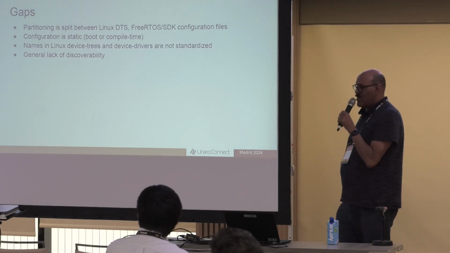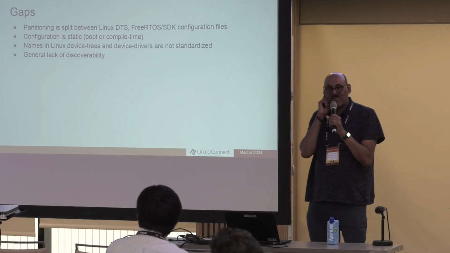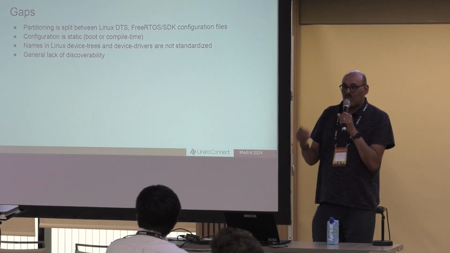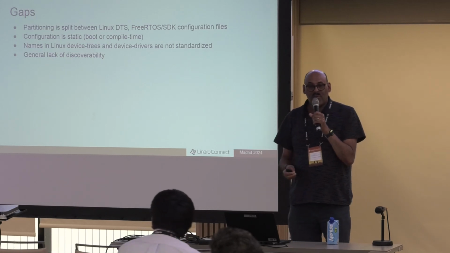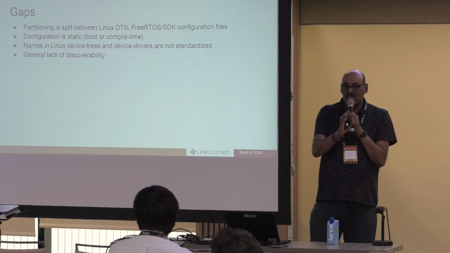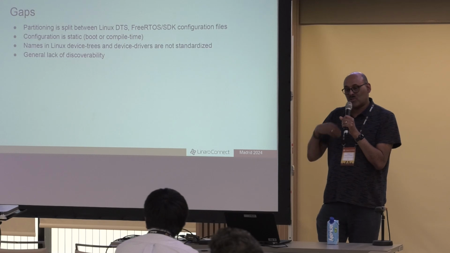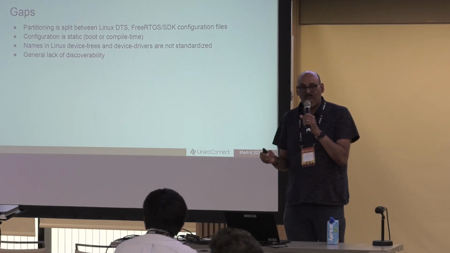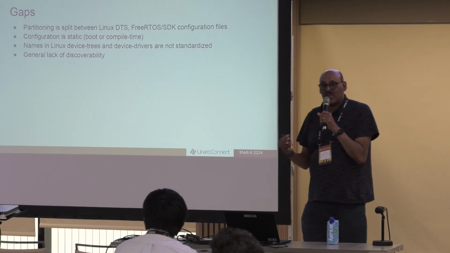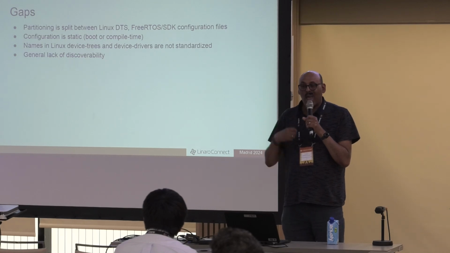One particular complaint we've noticed is that the names of things in Linux device trees and device drivers are very not standardized. So we looked at a number of different SoCs from different vendors that had Cortex-M as well as Cortex-A, and the Cortex-Ms were in the device tree, but they were called something different. There was no naming schema. And so if you were trying to look through the device tree to find a particular thing, it made it much more difficult. And this is coupled with a general lack of discoverability. You have to know what you're looking for. You can't just say what's there.